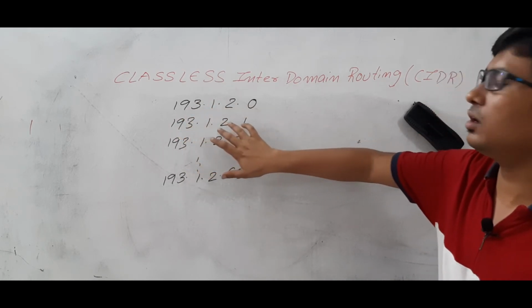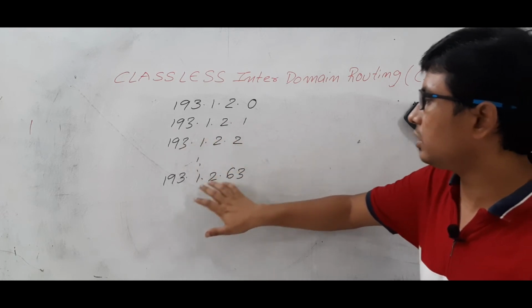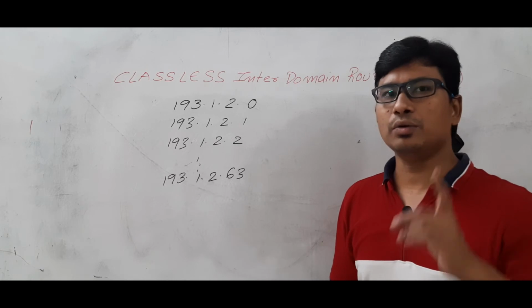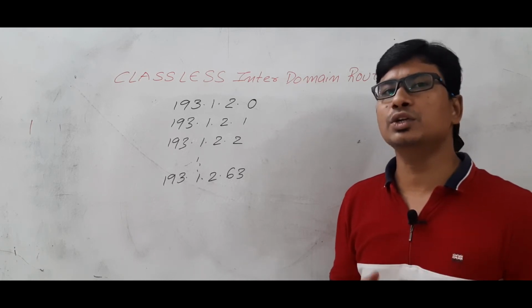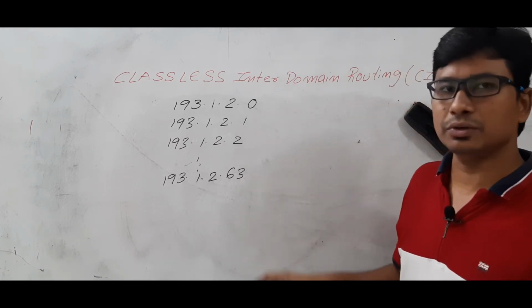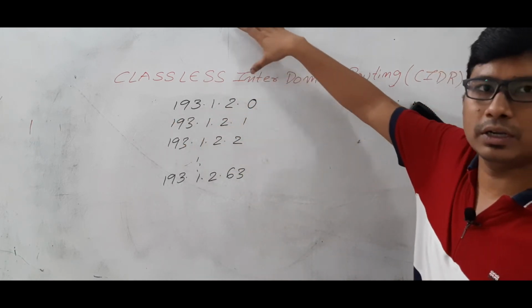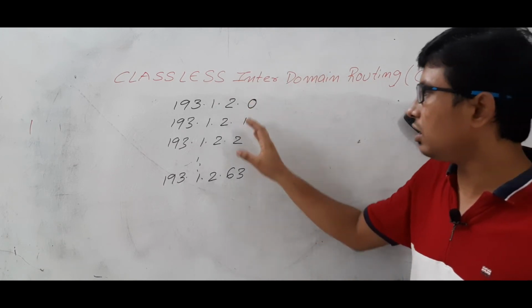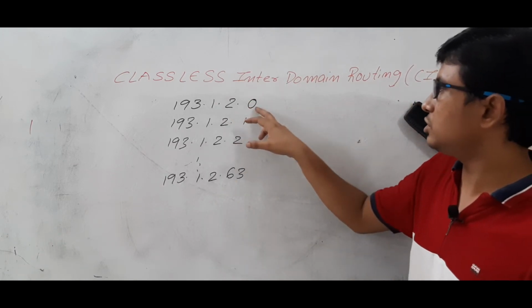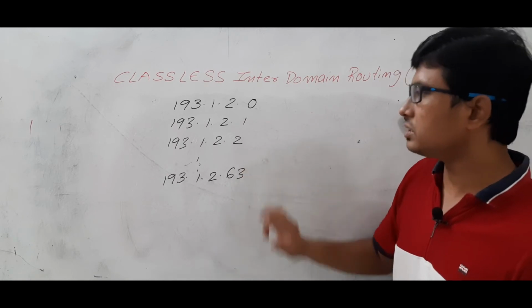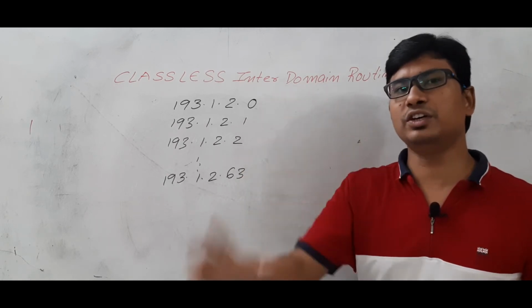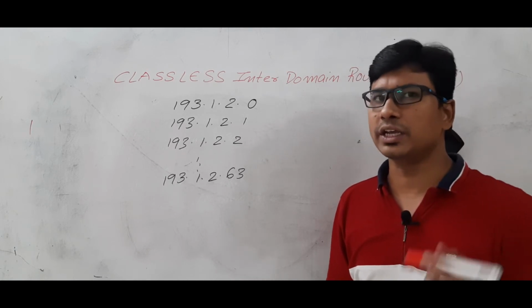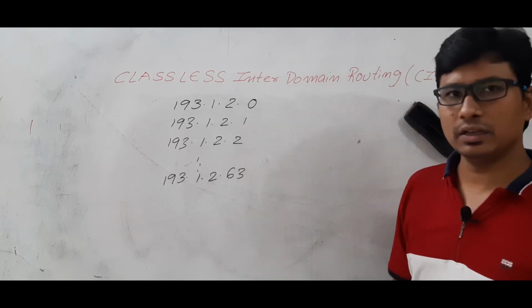These are the IP addresses: 193.1.2.0, 193.1.2.1, and so on up to 193.1.2.63. Now you have to check whether they are continuous or not. They are continuous. If you convert these numbers into binary and check, all of them will be continuous, because this is 0, this is 1, this is 2, and so on up to 63. So they all are continuous. The first rule is satisfied. What is the first rule? All the IP addresses you want to take should be contiguous. Done.